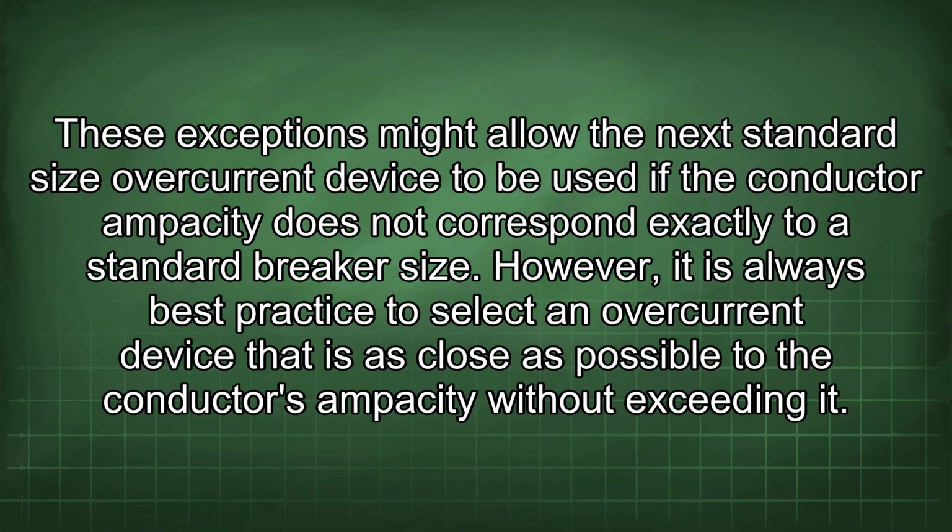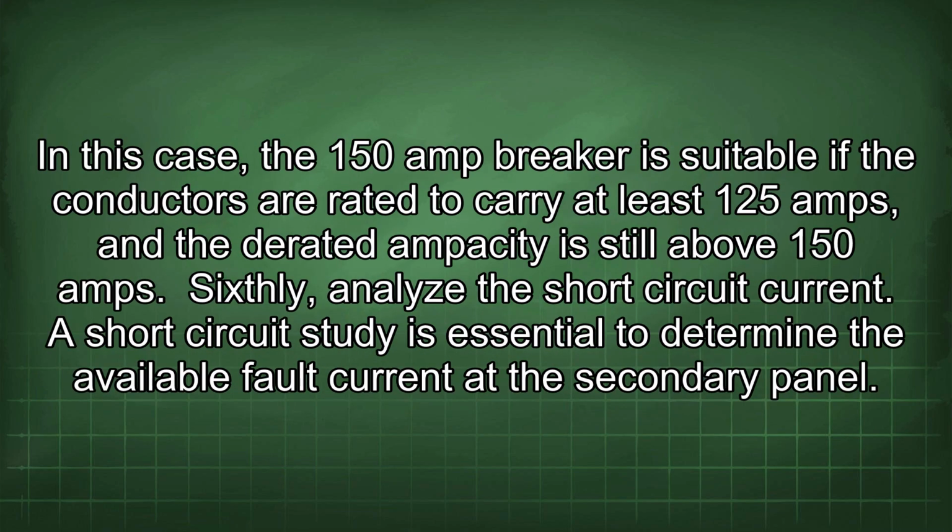However, it is always best practice to select an overcurrent device that is as close as possible to the conductor's ampacity without exceeding it. In this case, the 150 amp breaker is suitable if the conductors are rated to carry at least 125 amps, and the derated ampacity is still above 150 amps.